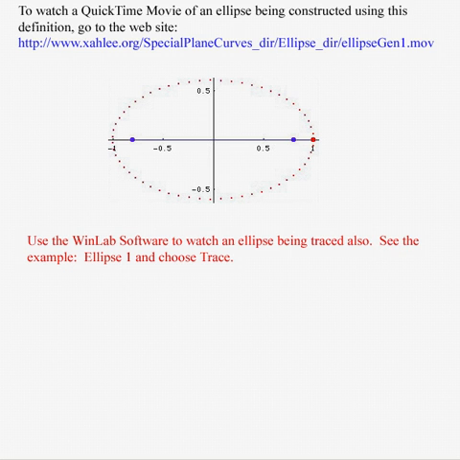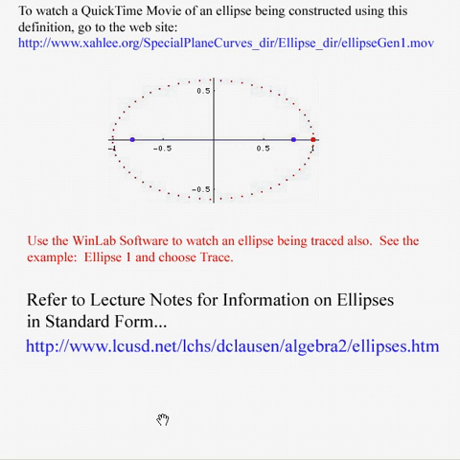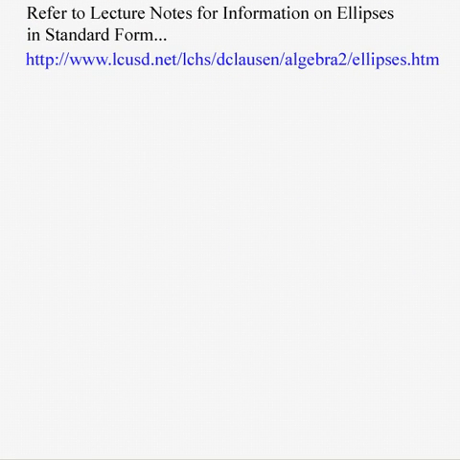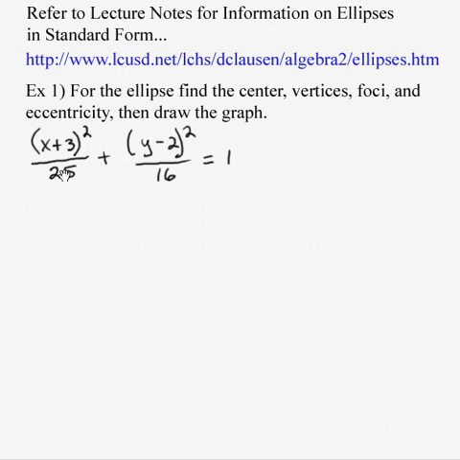Alright, and if you want to look at that again, you can do that in WinLab. And what I want you to do is have your packet out that I've printed out for you. And we're going to look at the information, which you can also find on the web if you don't have your packet with you, is what we're looking for when we see an ellipse in standard form. So an ellipse in standard form looks something like this. X plus or minus something quantity squared over some number plus y plus or minus something quantity squared over some number equals 1. It must also always equal 1.